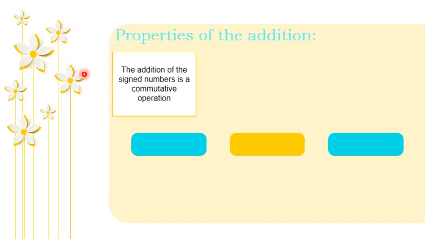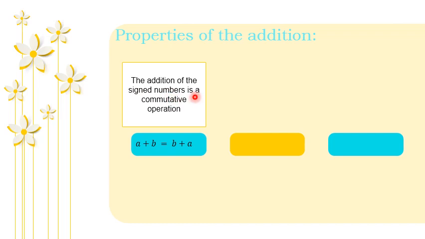Now, let's review some properties of addition. We know them from grades 1, 2, and 3. The addition of signed numbers is a commutative operation. What do you mean by commutative? If I say 2 plus 3 is the same as 3 plus 2, then I can say that A plus B is B plus A. Okay, A and B are symbols that can represent any number.